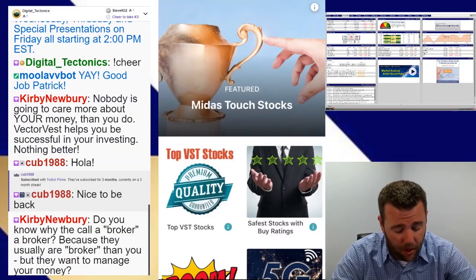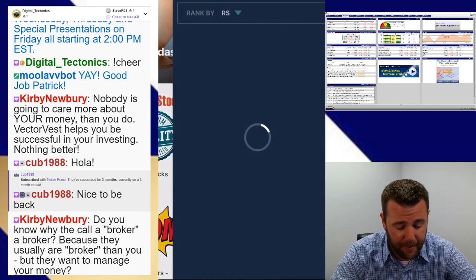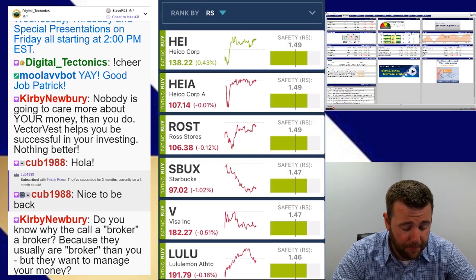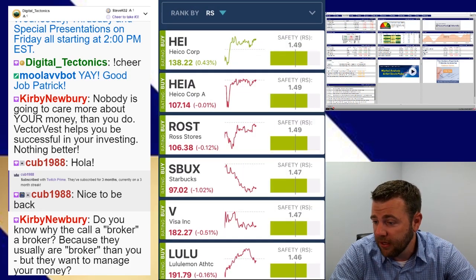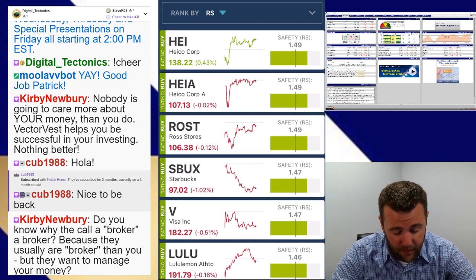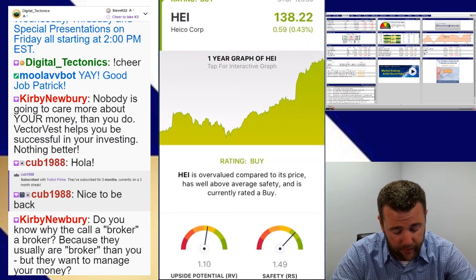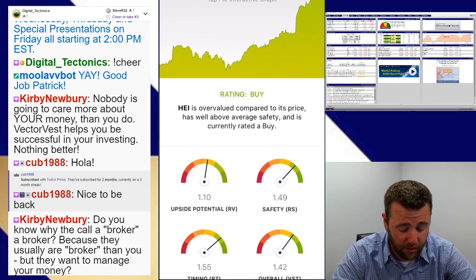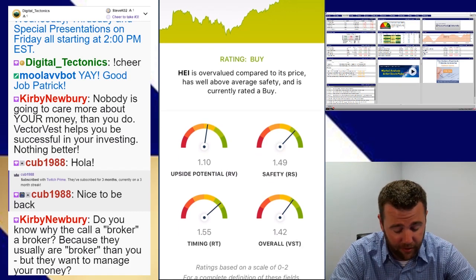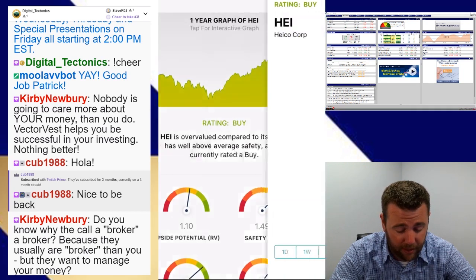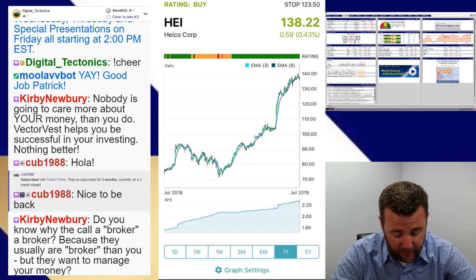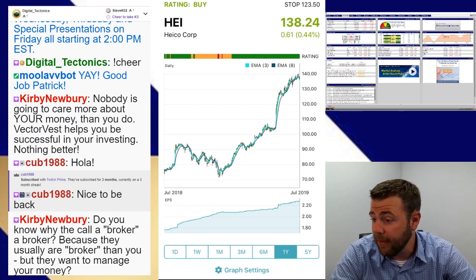Now, if you're more of a longer-term investor, we have the safest stocks with buy ratings, one of my personal favorites here in the stock advisory. As we saw with HEI, which we talked about earlier, it's been one of our top stocks for quite a while. We take a look, and we can see the upside potential is great long term, the safety factor is extremely strong, and there's a really nice strong uptrend. Overall, the stock's favorable. I was looking at this even a couple of months ago, so I know it's been in here since at least May as the number one.